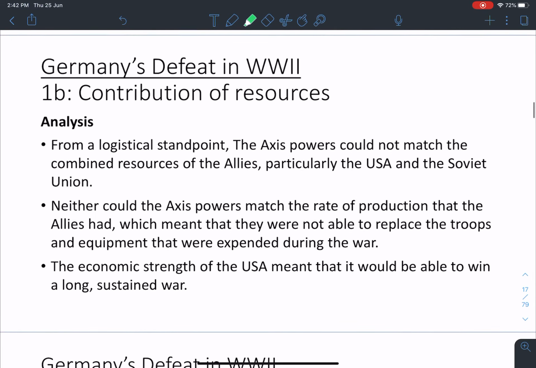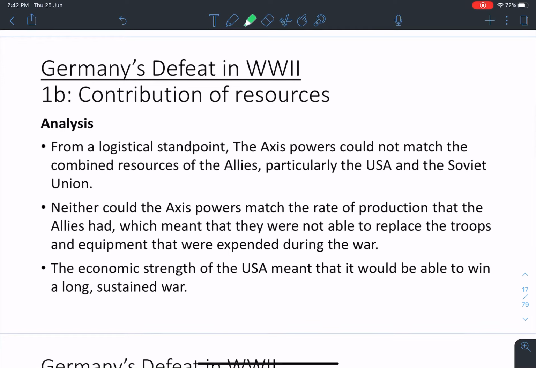So if you look at this slide, the analysis basically lays out how you can phrase it. I want to say that the Axis cannot beat the Allied powers in terms of raw amount of resources. So point 1, this is Allies and this is Axis, right? The category of comparison is amount of resources. And obviously the Allies are winning.